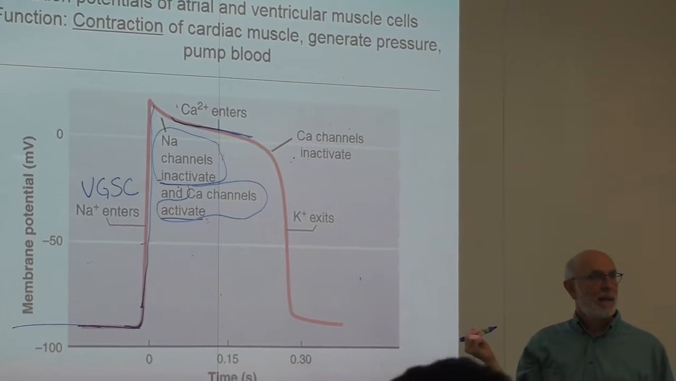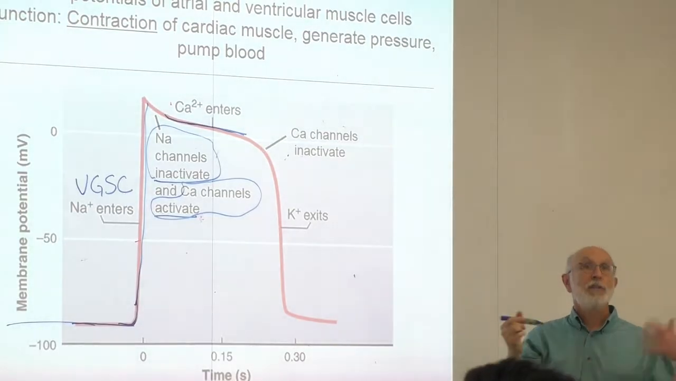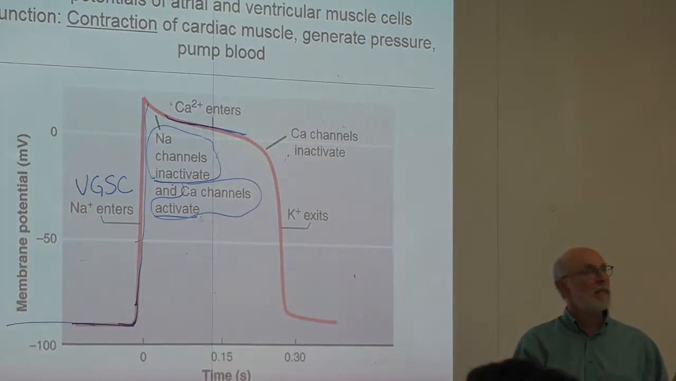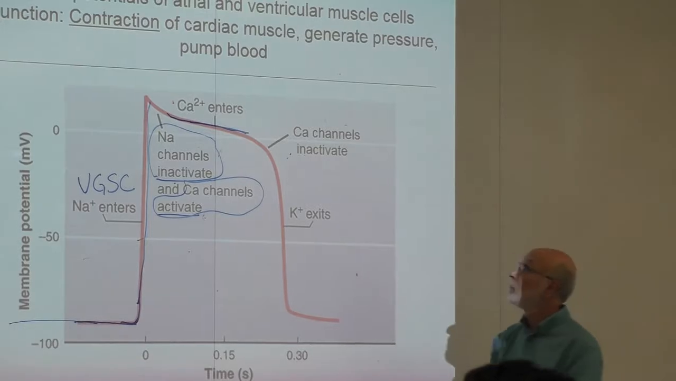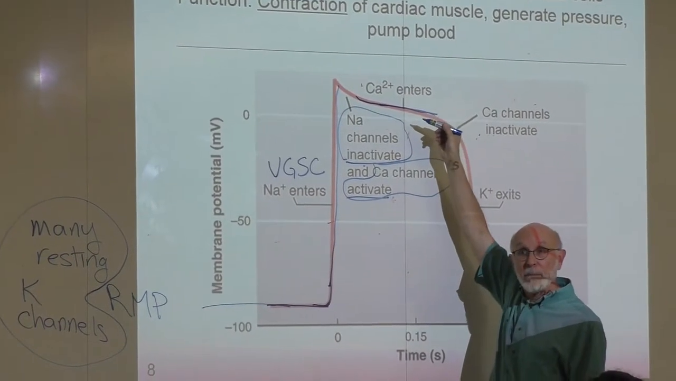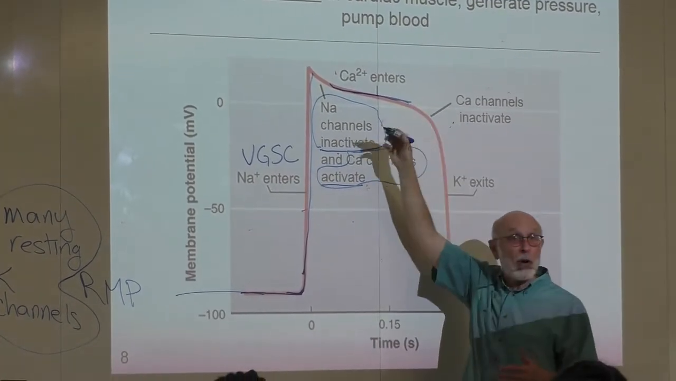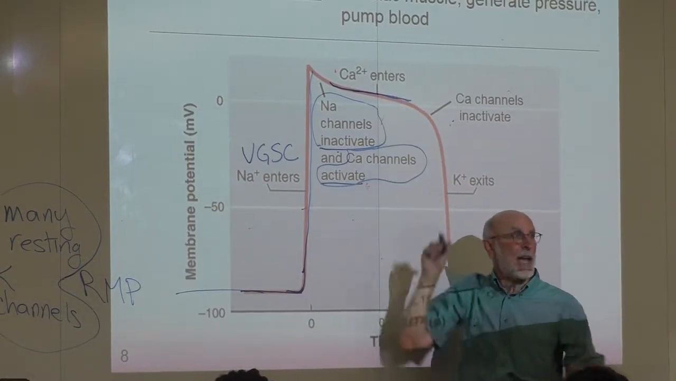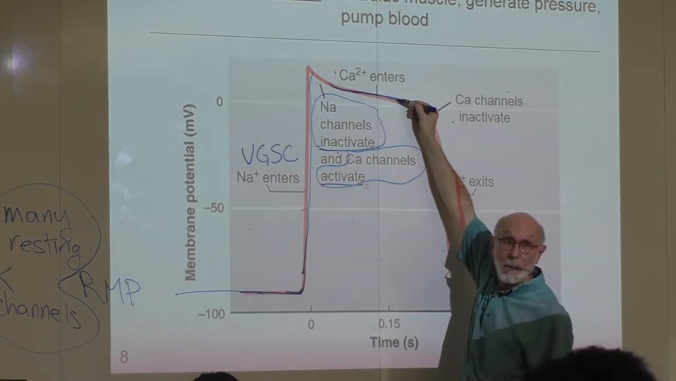Going back to the story at the beginning of this class, it's going to trigger contraction. It's going to trigger calcium-induced calcium release. It's going to trigger more calcium. Calcium is going to do its thing with troponin, contraction. So this influx of calcium is the trigger for contraction. It also maintains a long depolarization because the calcium is flowing in and flowing in and flowing in. Long depolarization.